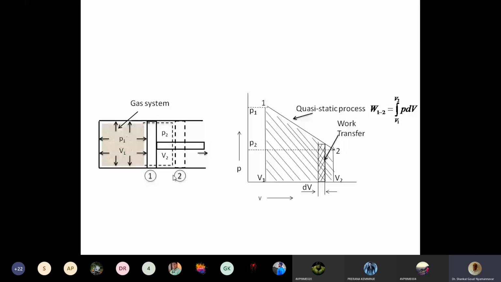Please do that. Others also. 5.4 into 10 to the power of minus 3. Okay, this will be the area. What will be the unit of this? Joules, because it's work done. Area under the curve is work.